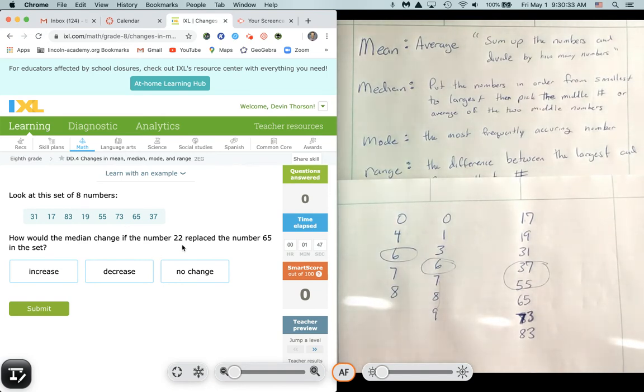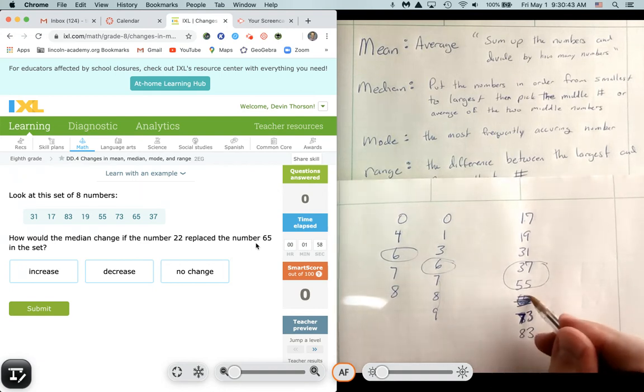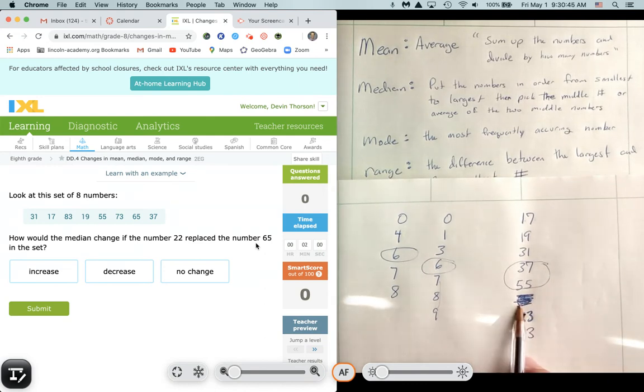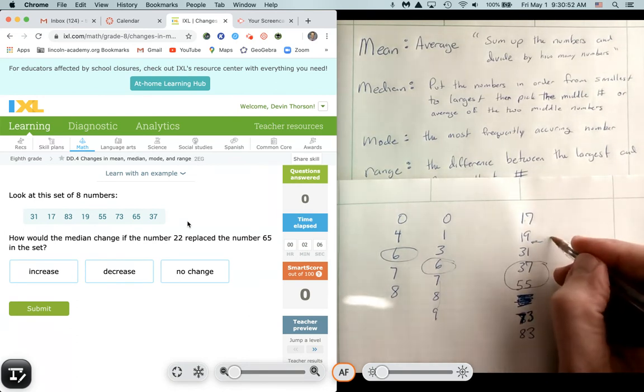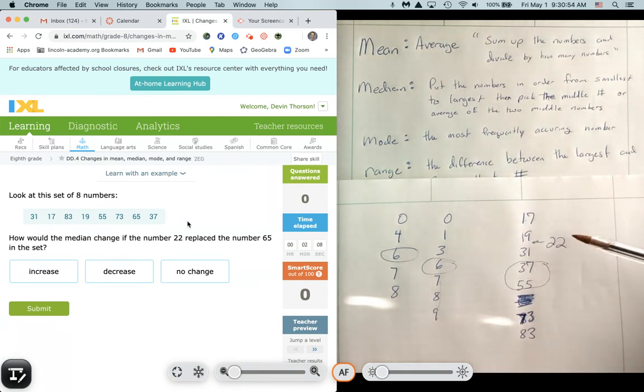see, okay, now if the number 22 replaced the number 65, so this number here is going to go away. And I'm going to put in a number 22. But 22 is going to be down here in between 19 and 31. So if I put a 22 there, then these aren't the 2 middle numbers anymore.